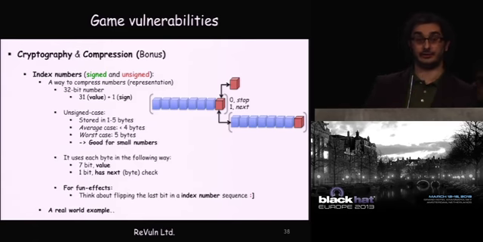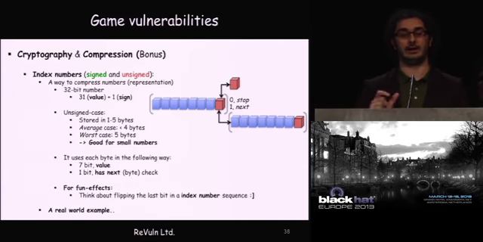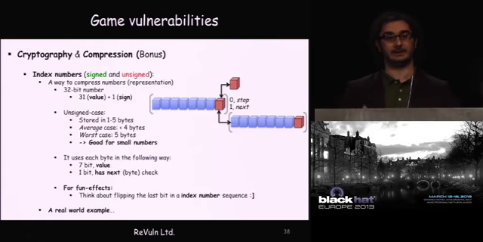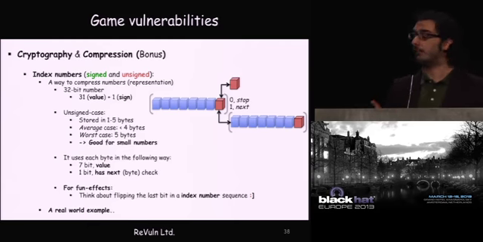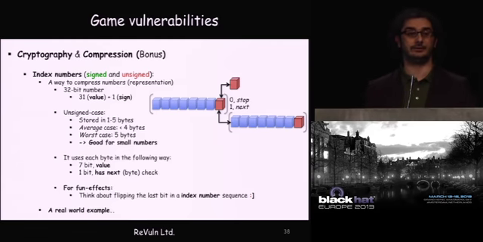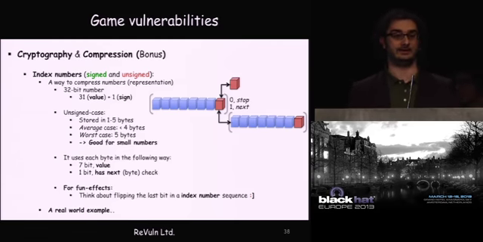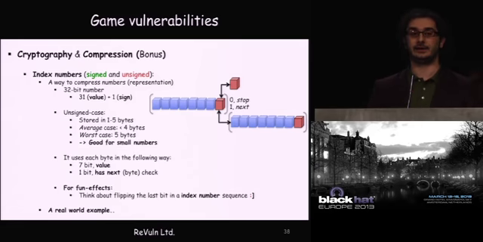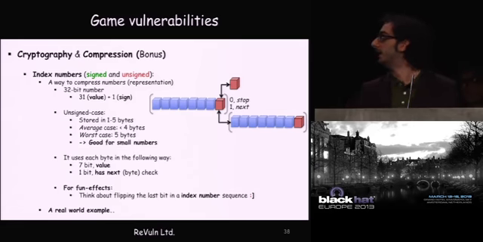And this is really interesting for bug hunters, because you can exploit a feature of this way of representing numbers to find really cool and interesting behavior inside the game engine. So basically, we have two versions of these index numbers. The first one is a signed version, and the second one is an unsigned version.